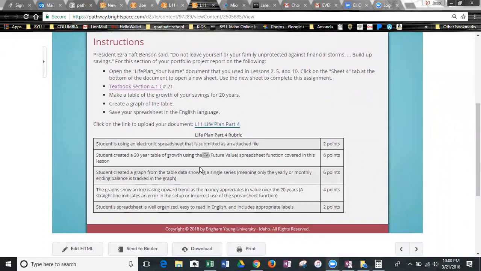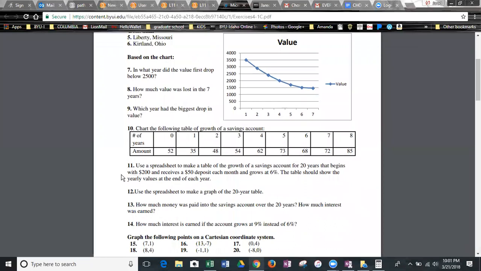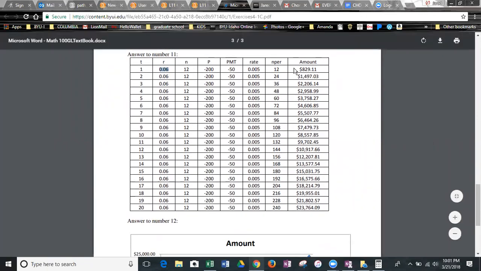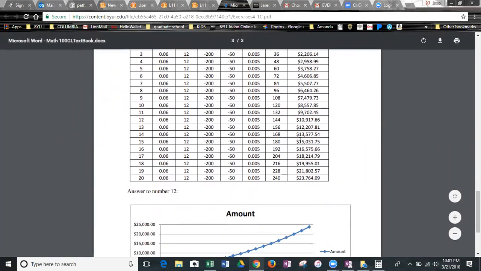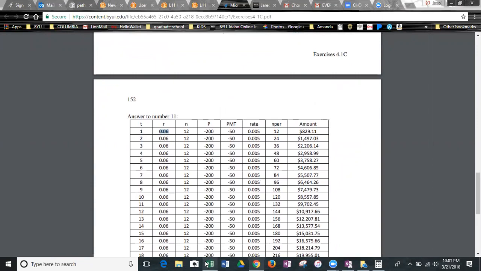So in the rubric, it asks you to create a 20-year table of growth using the future value function. You're doing a monthly balance over 20 years, and you need to include a graph. So if you come into this text, look at question number 11, follow these basic parameters and do question 11, compare it to the answers to see how you're doing there. If you can get these values, then you know you're on the right track with a graph that looks very similar to this. So let's jump to Excel.